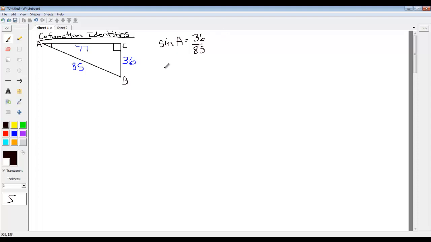And then cosine of A we tackle in a similar way. We look at angle A. Remember cosine, you do adjacent over hypotenuse. Cosine means close, adjacent over hypotenuse. So you've got 77 over 85 for that. And then tangent of A, opposite over adjacent, 36 over 77.